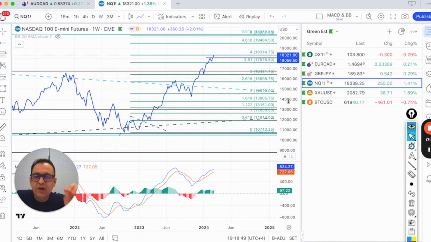I've also marked a Fibonacci extension on the long-term bullish cycle, and the ultimate level is 20,200. So that's a distant target. Right now we are at 18,338. So the nearest upcoming target is 19,484 based on the weekly time frame.